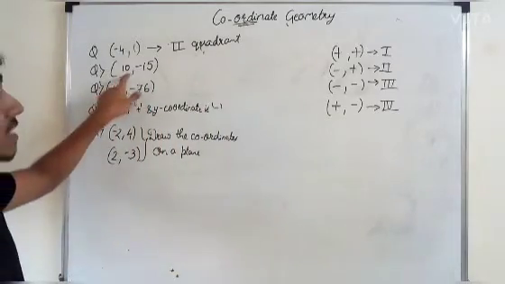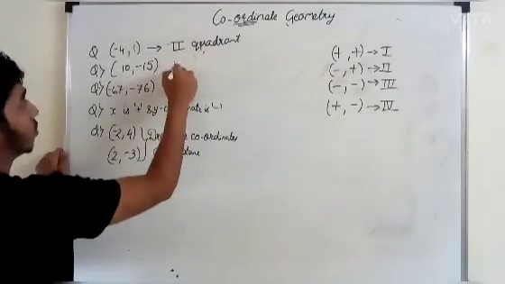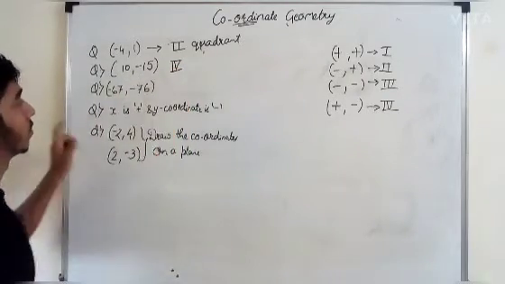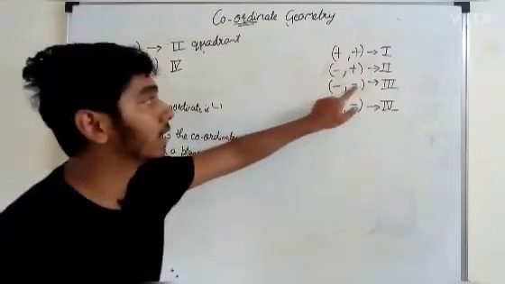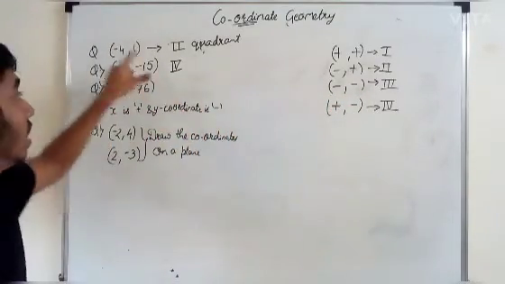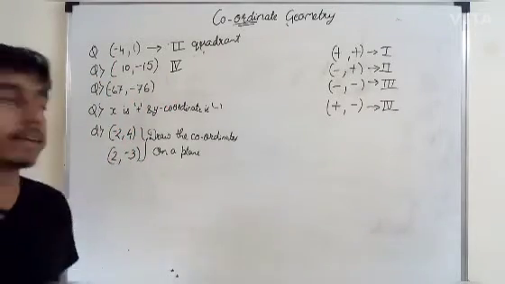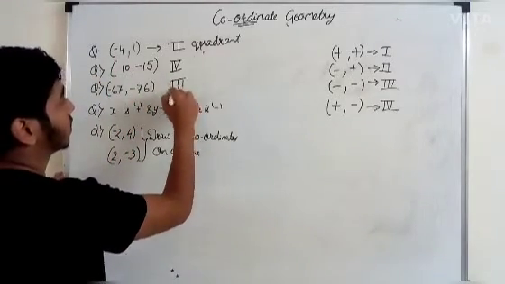Now if you see plus minus, it's in the fourth quadrant. So we'll say fourth quadrant. Okay, now what about this minus minus? It's easy, without even me telling you, you have understood how to name the quadrants in which these points are lying. So this is in the third quadrant.